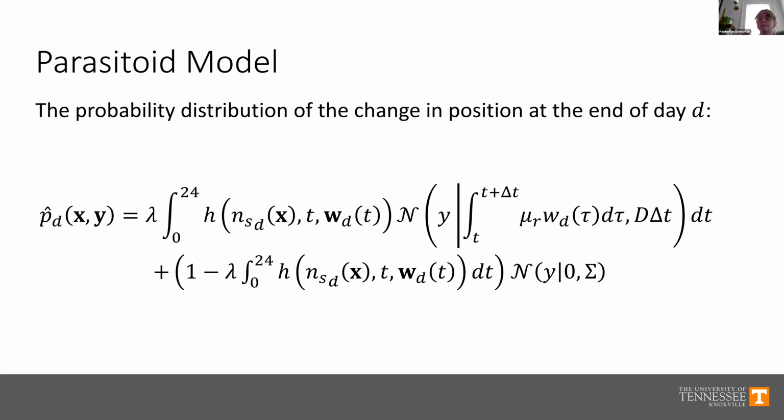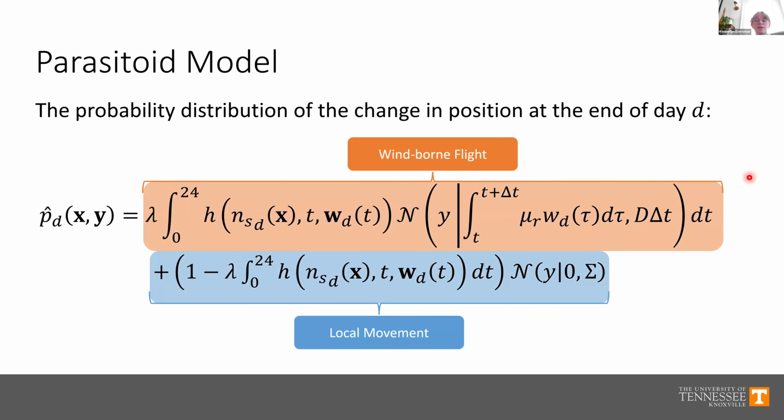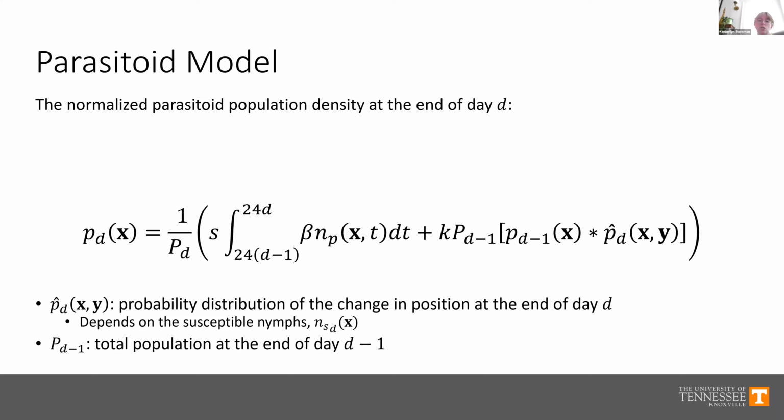So that allows us to figure out the probability distribution for the change in position at the end of day D. This first term is whether or not they take a windborne flight. So that's our H function, remember. And then this is if they don't and only move around locally. And remember, we said that the solution to the Fokker-Planck equation was the bivariate normal distribution. So that's what we see right here. That gives us the change in position at the end of each day.